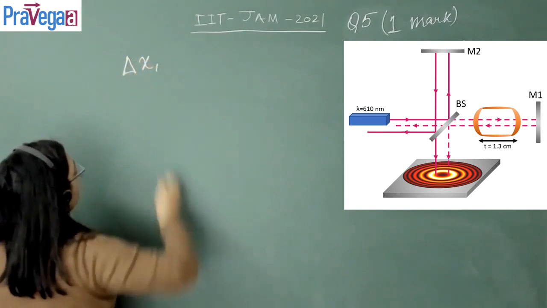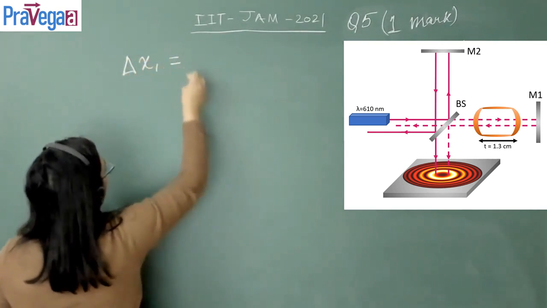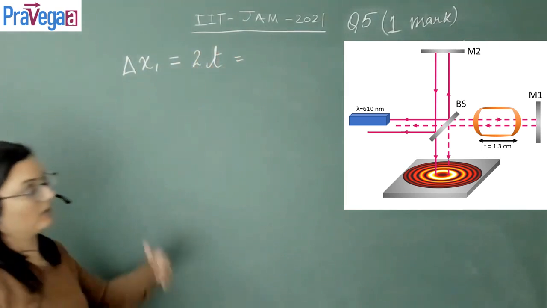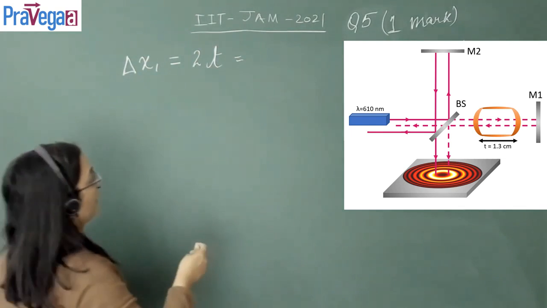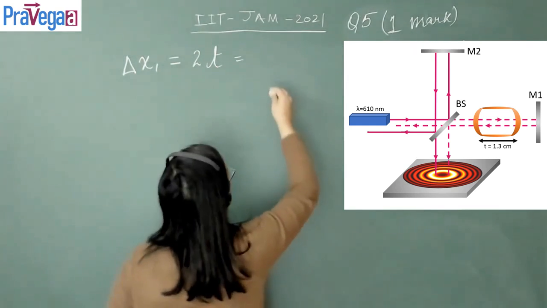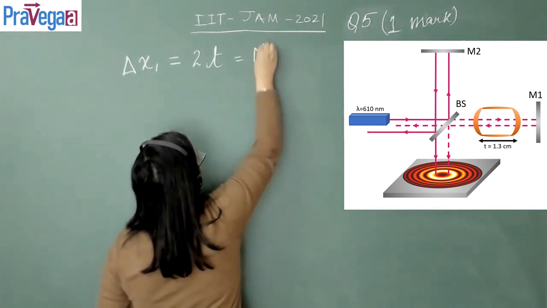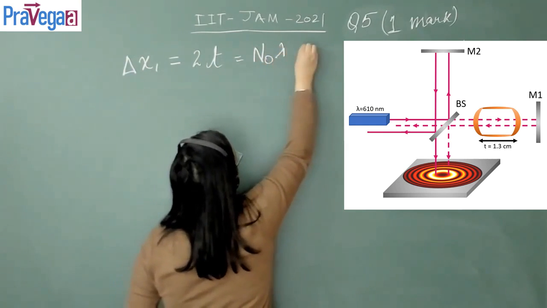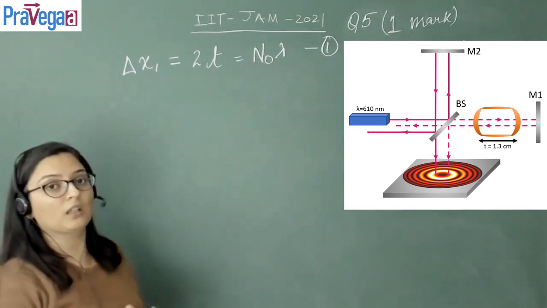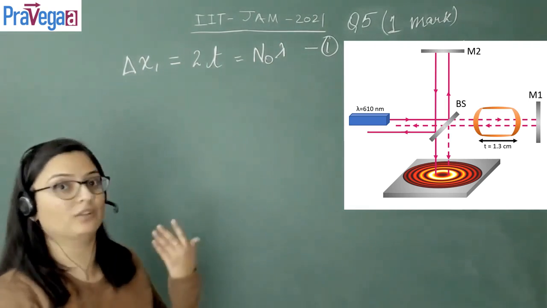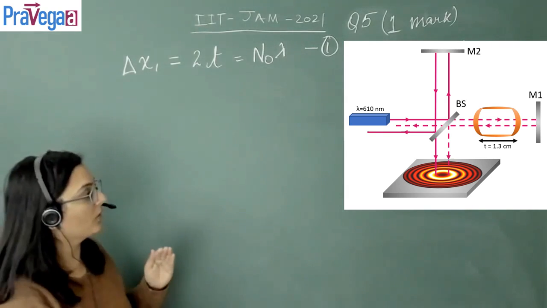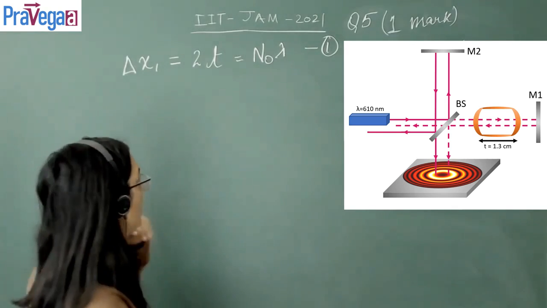delta x1, which is equal to 2t, since it is filled with air, and we know that it is given by an integral multiple of the wavelength of light which we use, or let's denote it by n naught lambda, and give it equation number 1. So n naught is nothing but the n naught-th order of the fringe which is being produced, since it is a reference line for us. So we are taking it as n naught.